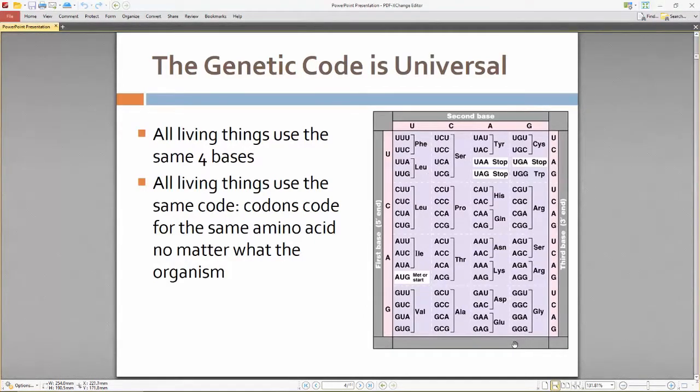Remember yesterday David asked if there are 4 times 4 times 4, 64 combinations to arrange 4 bases, but only 20 amino acids, then how does that happen? This is how it happens. So all living things use the same code. This codon chart is applicable to all living things.